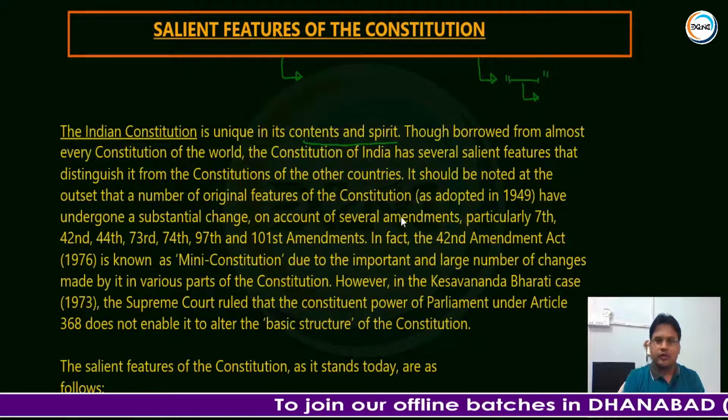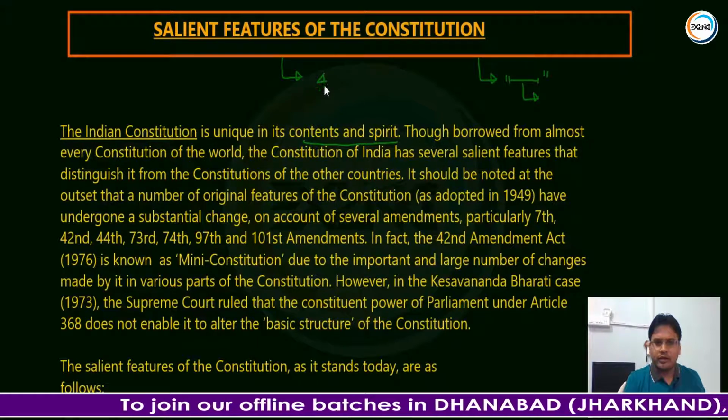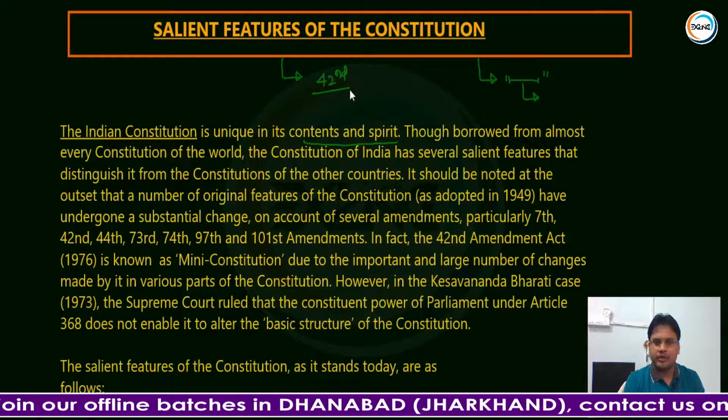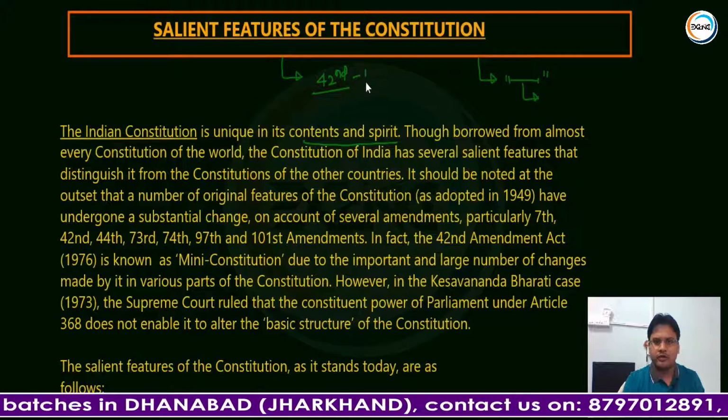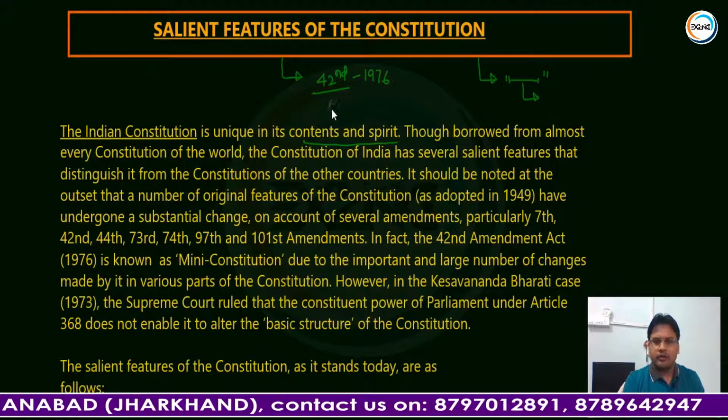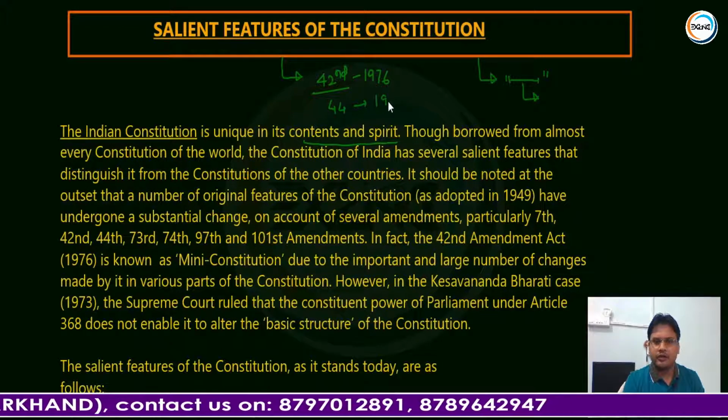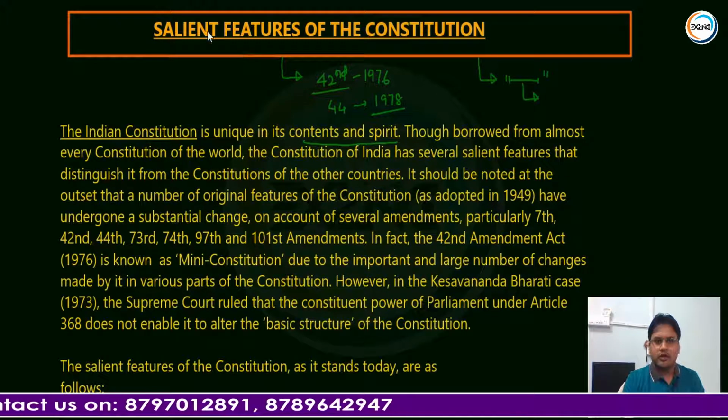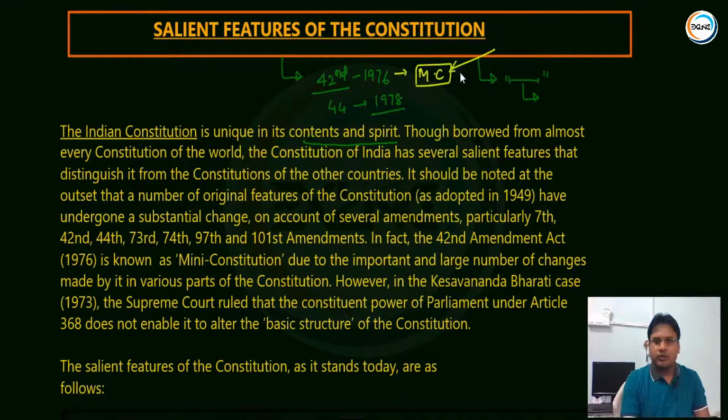Okay, कुछ important changes आप ध्यान रखेंगे, like 42nd Constitutional Amendment Act 1976. Then similarly the 44th Constitutional Amendment Act 1978. ये दो important हैं. The 42nd, it is called mini constitution. Why mini constitution? Because most of the provisions of the constitution get altered. बहुत सारे provisions को change कर दिए गए थे during the regime of Indira Gandhi. That is why it is called mini constitution.